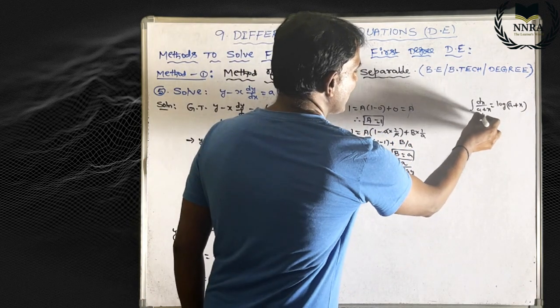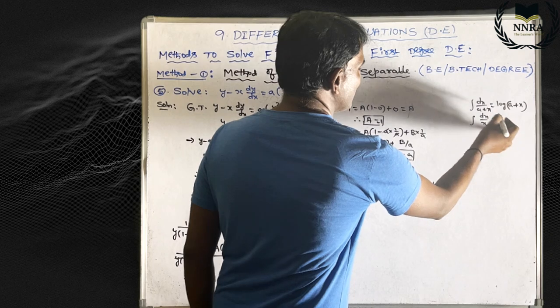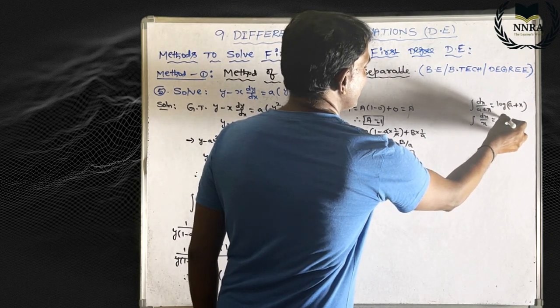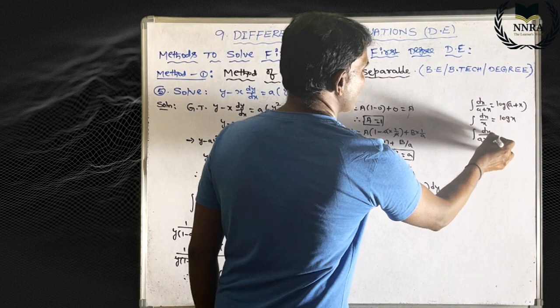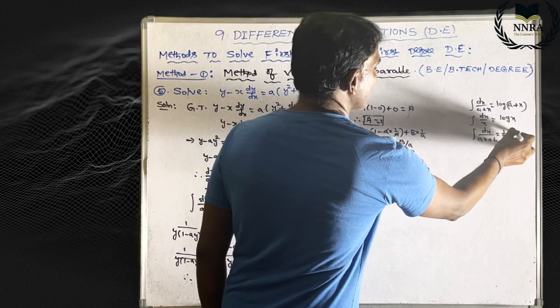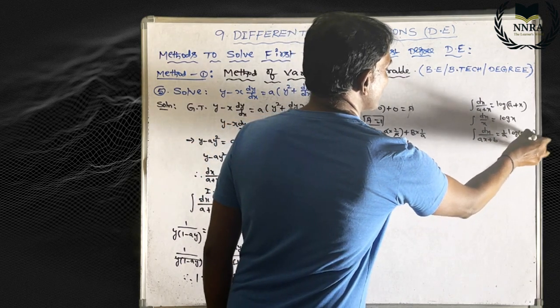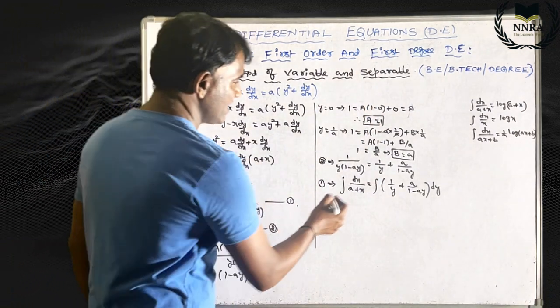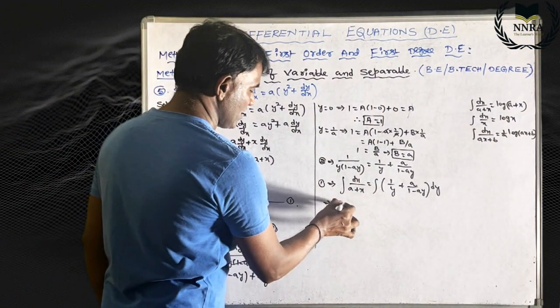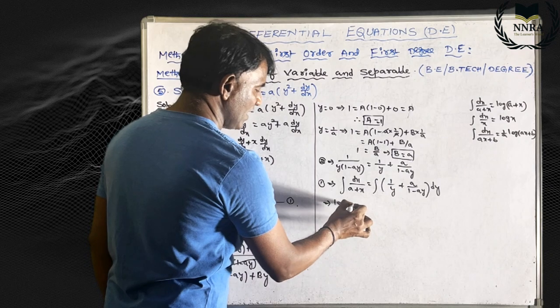And second formula, integral dx by x, how much is it? Log of x. Third formula, integral dx by ax plus b, that is 1 by a log of ax plus b. If you want, you can use modulus also, okay? Now this is direct formula, na? What is that? Log of a plus x, right?